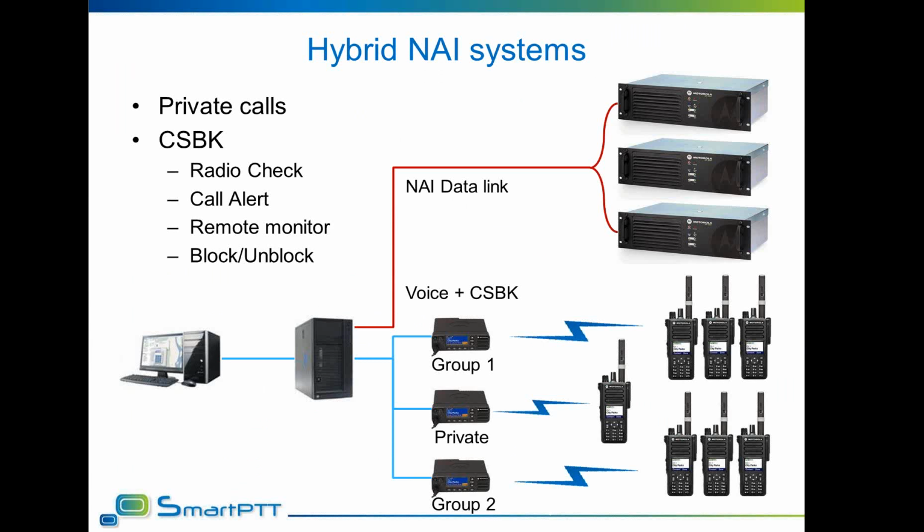This connection type utilizes NAI data for the connection between the radio server and repeaters to transfer data, which is IRS, TMS, and GPS. Voice and CSBK are transmitted over control stations without use of NAI voice. The radio server needs one dedicated control station for each group and one control station to use private calls.